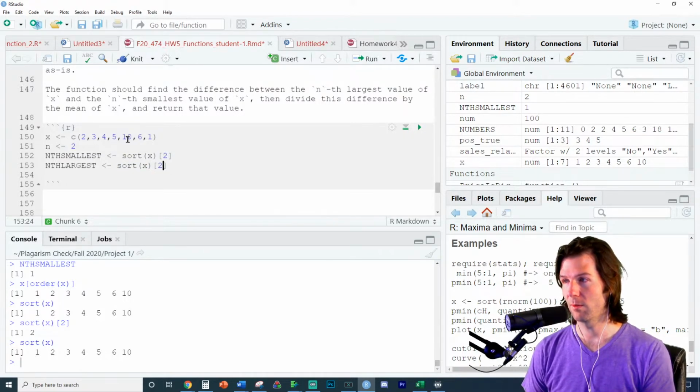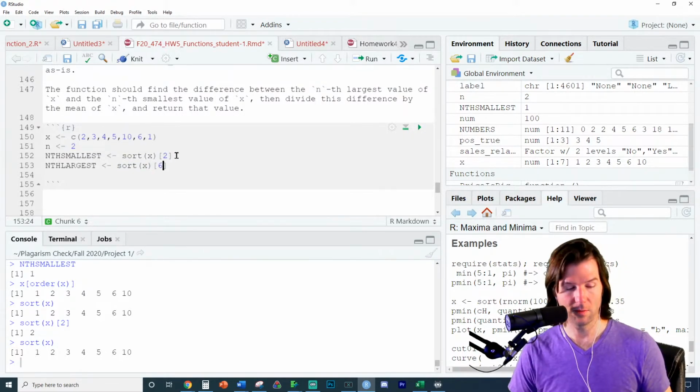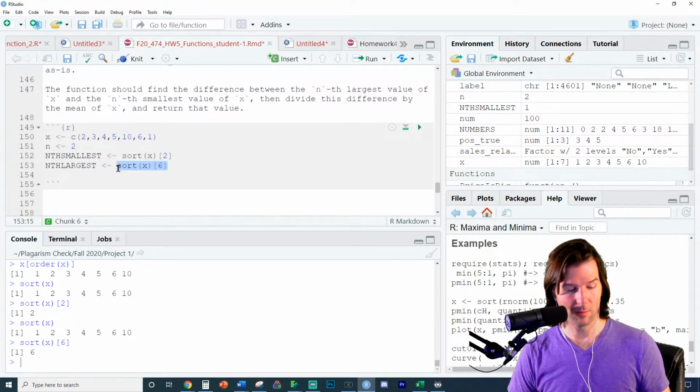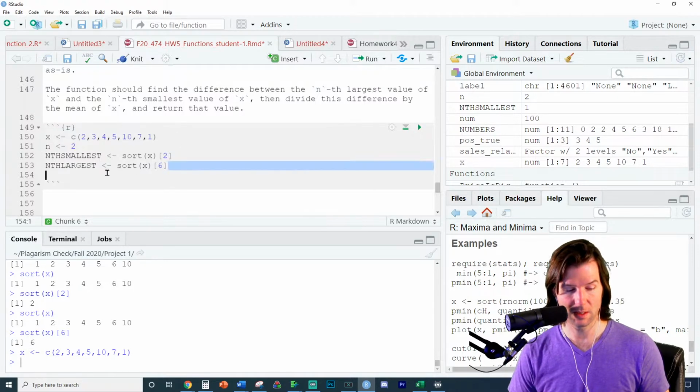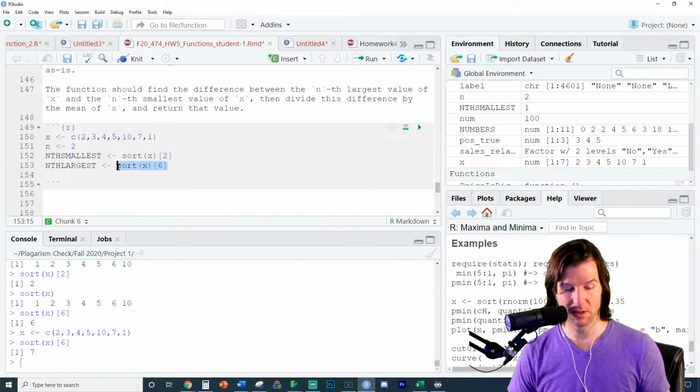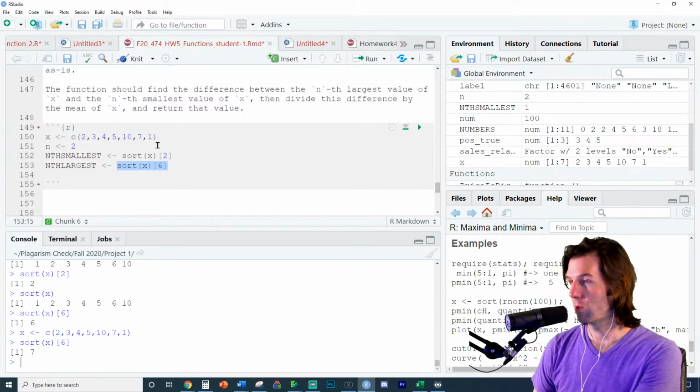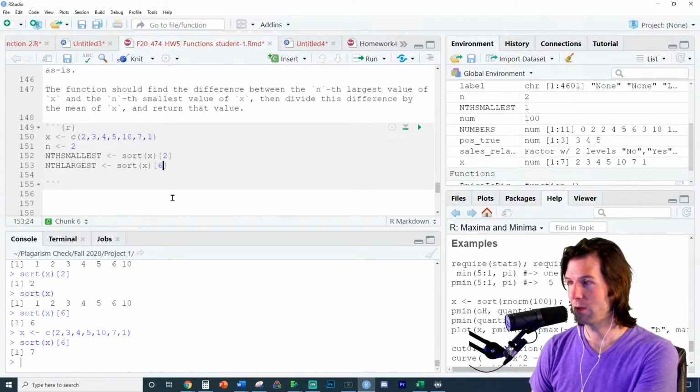There's 1, 2, 3, 4, 5, 6, 7. And we could ask for this, and we would get the right number now. Just so people know, it's not returning 6 because of the 6. It's returning the 6th position in the vector. So what could we do to get... Because here's the thing.